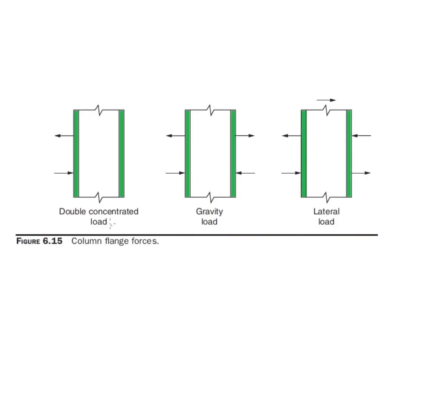Here we can see these are the double concentrated loads. Here you can see this is going to be tension, this is going to be compression. With gravity load, the top flange will be in tension and the bottom flange will be in compression at this portion of the column. And if lateral loads are applied here, they will cause tension on one side and compression on the other side.